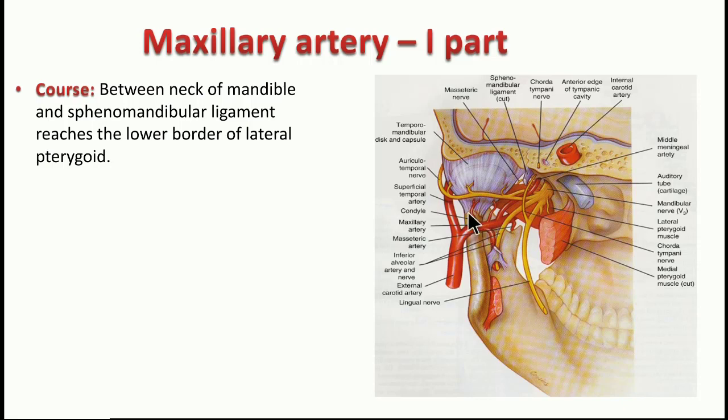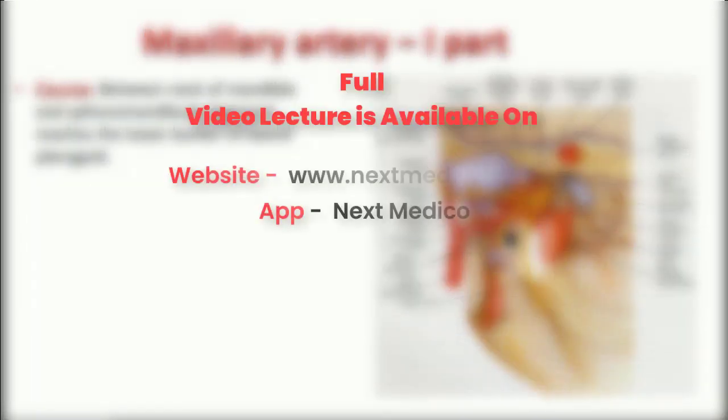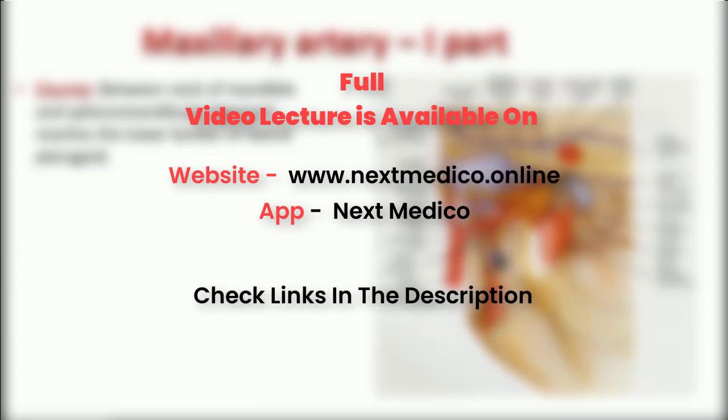So it is present between the neck of the mandible, and here one more structure should be present which is cut, that is the sphenomandibular ligament. You are able to see the cut part of the sphenomandibular ligament. So it is present between the sphenomandibular ligament medially and the neck of the mandible laterally. It passes forwards below the auriculotemporal nerve, so the auriculotemporal nerve is above the first part of the maxillary artery.